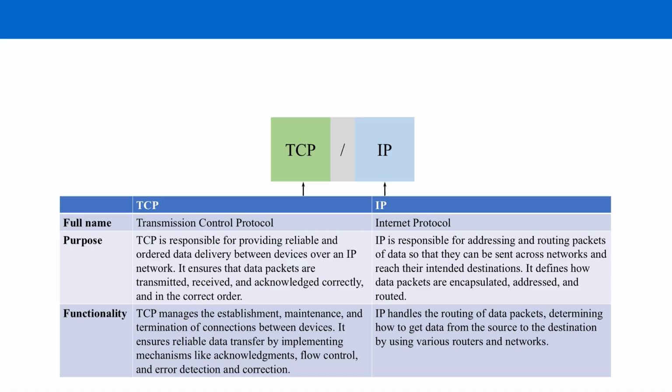So now let's talk about the differences between TCP and IP, because we need this information later. The full name for TCP is Transmission Control Protocol. And then the complete name for IP is the Internet Protocol. TCP is responsible for providing reliable and ordered data delivery between the devices in the IP network. So the keywords are reliable, also ordered data.